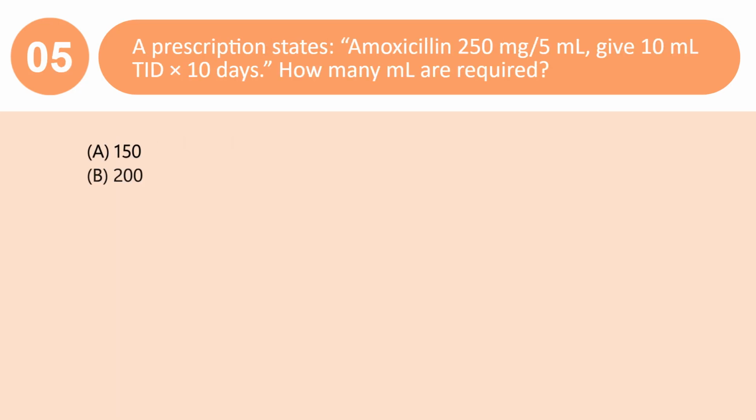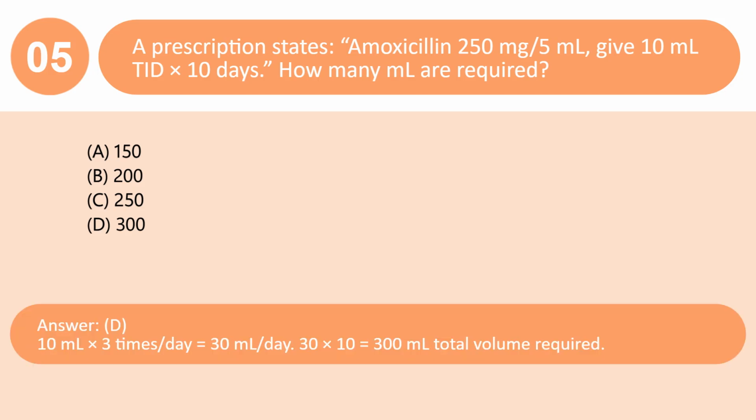A prescription states, amoxicillin 250 mg per 5 mL, give 10 mL TID times 10 days. How many mL are required? A. 150. B. 200. C. 250. D. 300. Answer, D. 10 mL times 3 times/day equals 30 mL per day. 30 times 10 is equal to 300 mL total volume required.